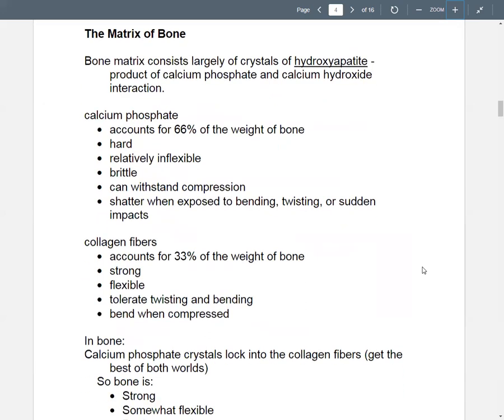So the bone matrix is made up of material we call hydroxyapatite. Okay. And that results from some interaction between calcium hydroxide and calcium phosphate. And the calcium phosphate in your bone is what accounts for the majority of your bone's weight. It's very hard and inflexible, it's brittle, but it can withstand being compressed, which is good because it has to carry your body weight, right? But it can shatter if it's exposed to bending, twisting, or some sudden impact.